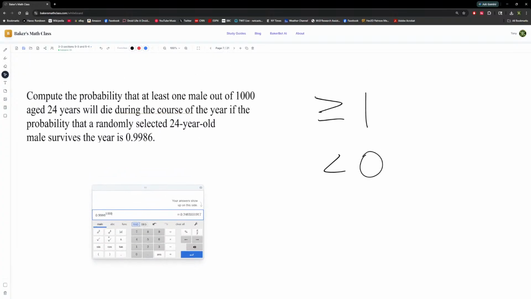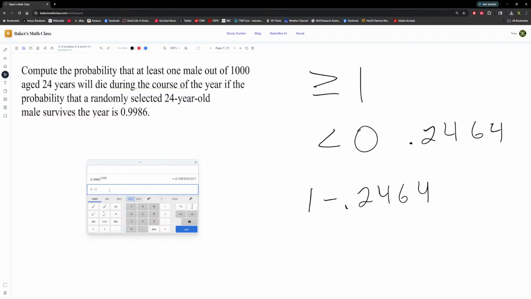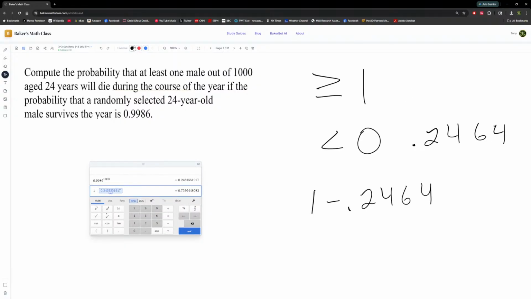Now this probability right here is 0.2464. So if I did 1 minus that, I would get 0.7536. So the probability that at least 1 male out of 1,000 would die during the course of the year is 75%.